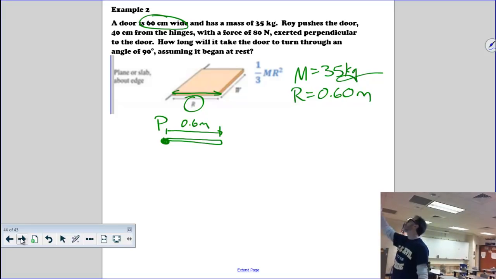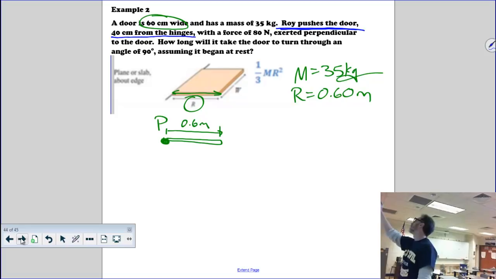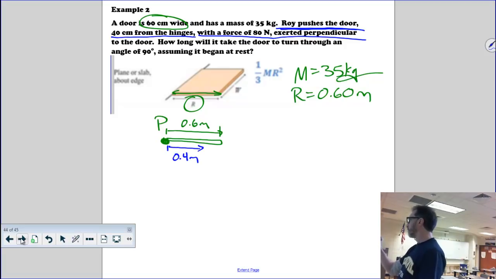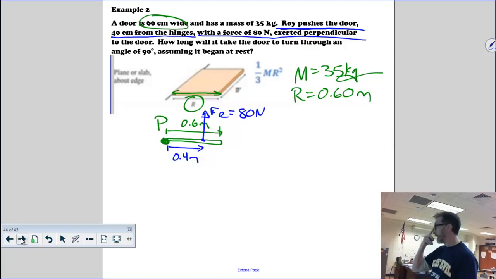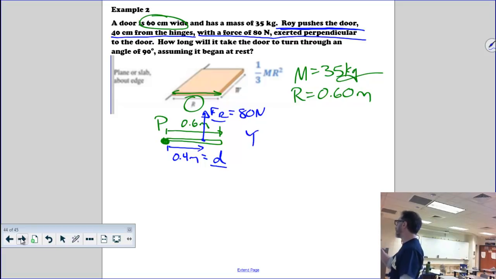Okay. And now it says Roy pushes the door. I'll do all of this in blue. Roy pushes the door 40 centimeters from the hinges with a force of 80 newtons exerted perpendicular to the door. So Roy is going to be over here, 0.4 meters away from the hinges, and he's going to push with a force of 80 newtons. Okay? He's producing a torque. And this 0.4 meters is important because it's the length of my lever arm. Okay? So now I've got a lever arm vector and a force vector, so I can calculate the torque that Roy is producing. So the torque from Roy is the length of my lever arm times the magnitude of Roy's force.